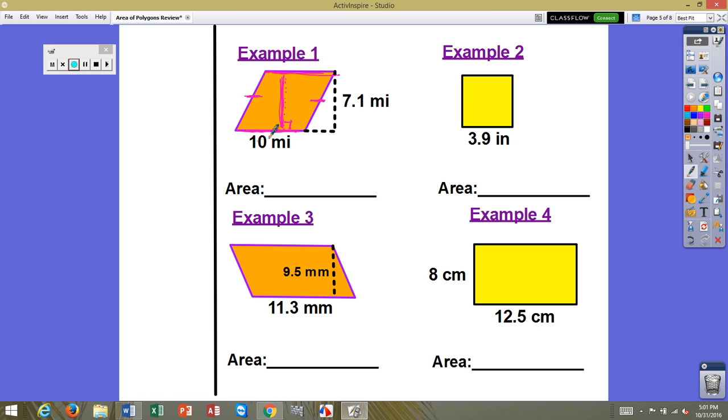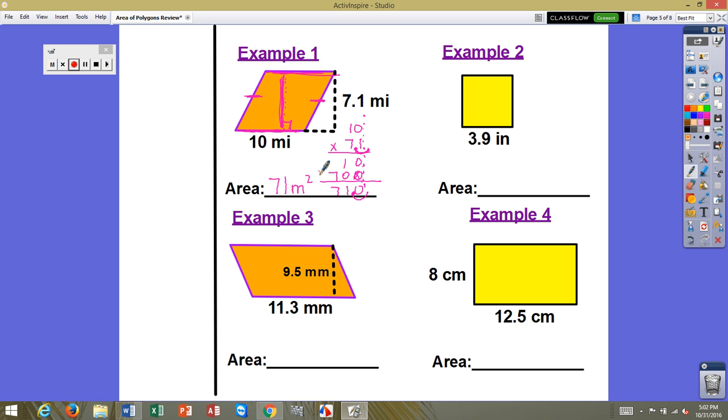And so we're going to multiply 10 times 7.1, and remember when you're multiplying numbers with decimals and numbers without decimals, we want to line up against that invisible wall, and we're going to multiply through, putting our spacers, 0, 7, so we've got 710, but look here, we have one number between the decimal and the wall, so we're going to move our decimal over one spot in our answer, and so our answer will be 71 miles squared.